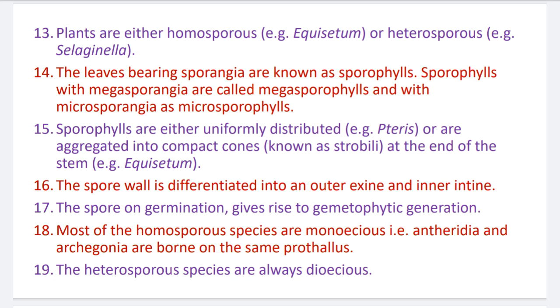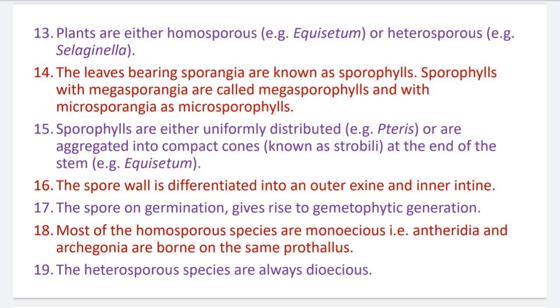Number 15. Sporophylls are either uniformly distributed or aggregated in compound cones at the end of the stem. In Equisetum, just as we have studied that in Ophioglossum there is a fertile spike or fertile strobilus, the same thing is present in Equisetum. Here also a fertile strobilus or fertile cone is developed by the branches, and this is one of the modifications of spore producing structure in the pteridophytes.